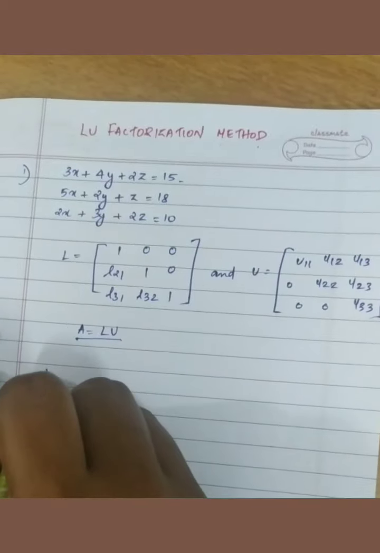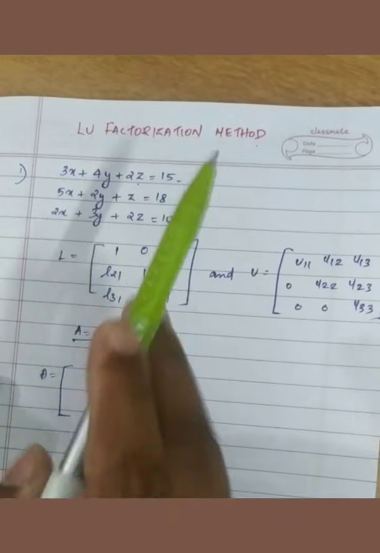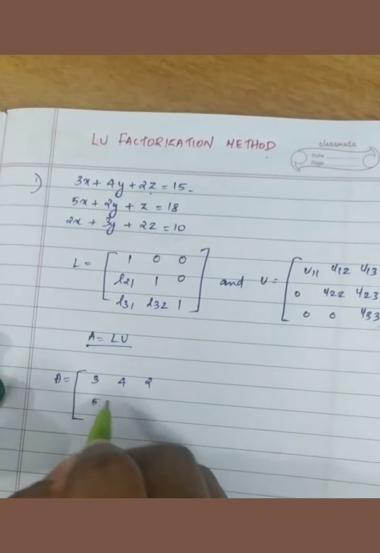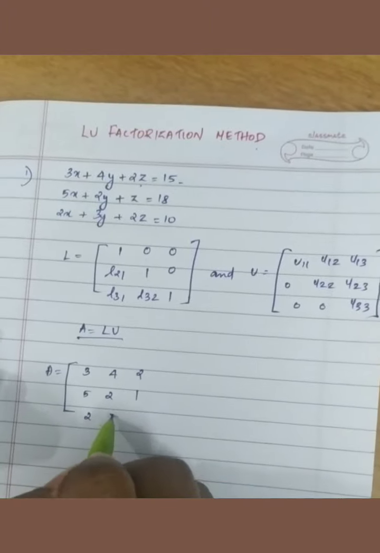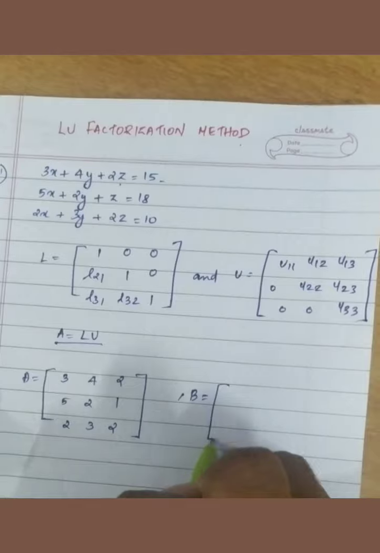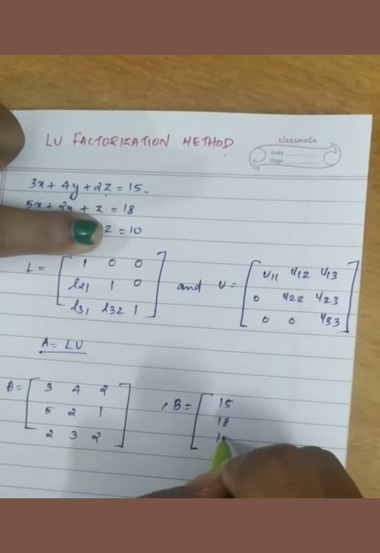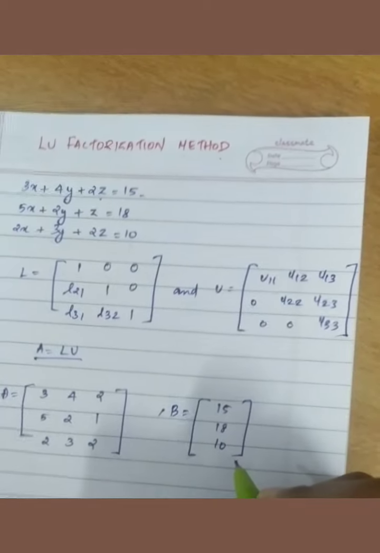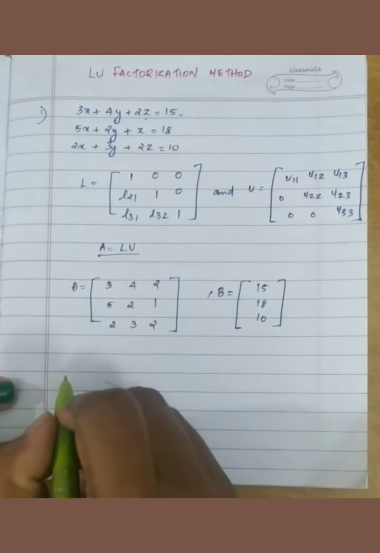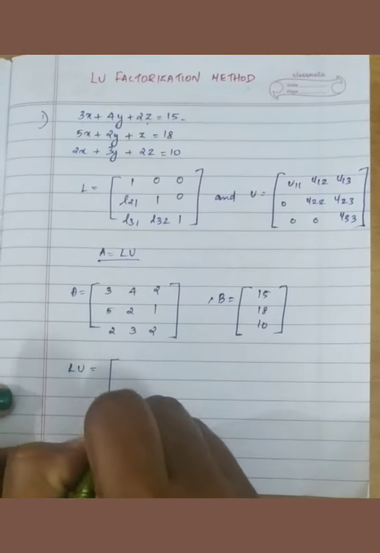So we can find matrix A, that is the coefficients of x, y and z: 3, 4, 2, 5, 2, 1, 2, 3, 2. And our matrix B is the right hand side, 15, 18 and 10. Okay. So next you have to calculate LU.